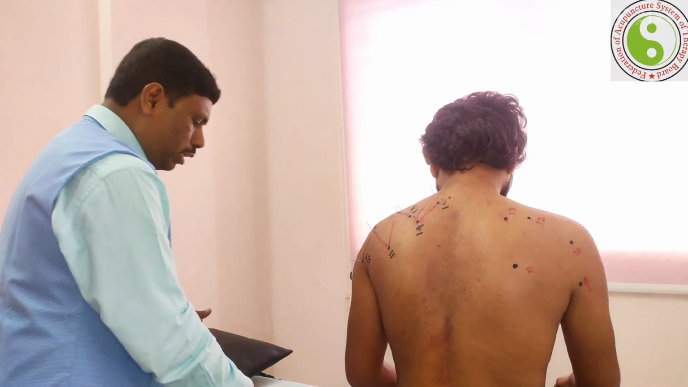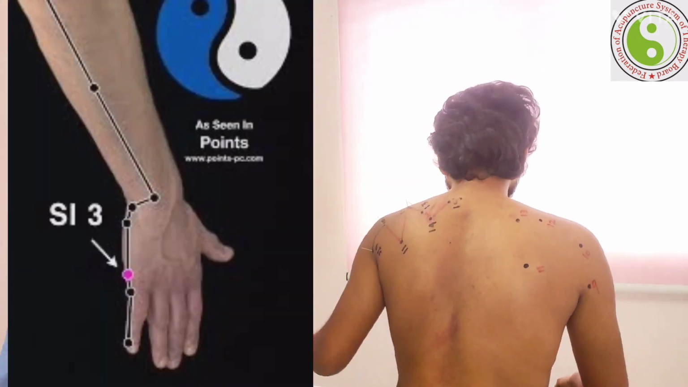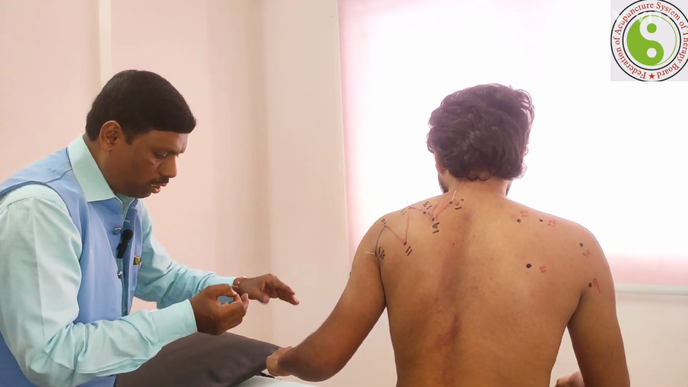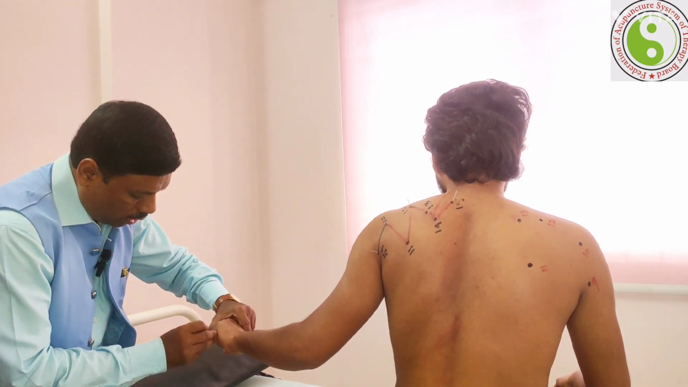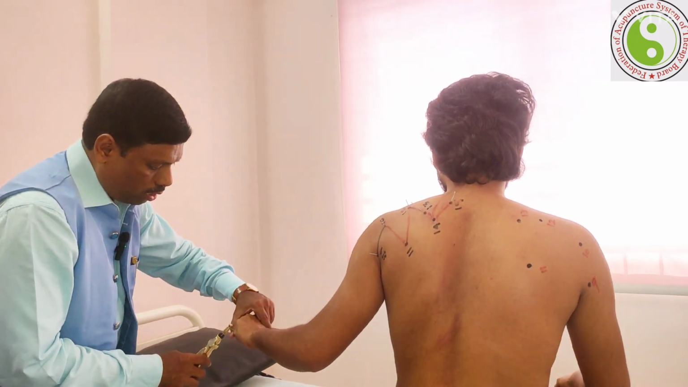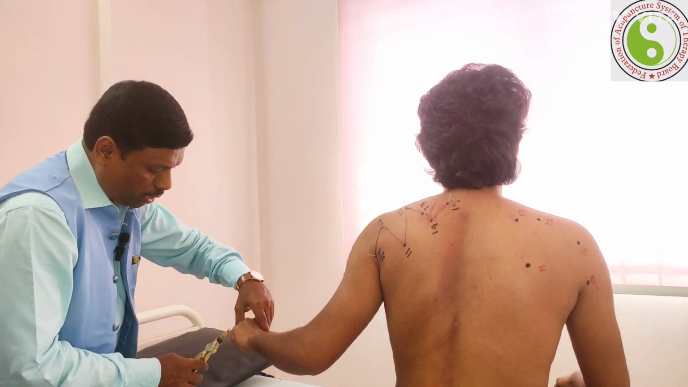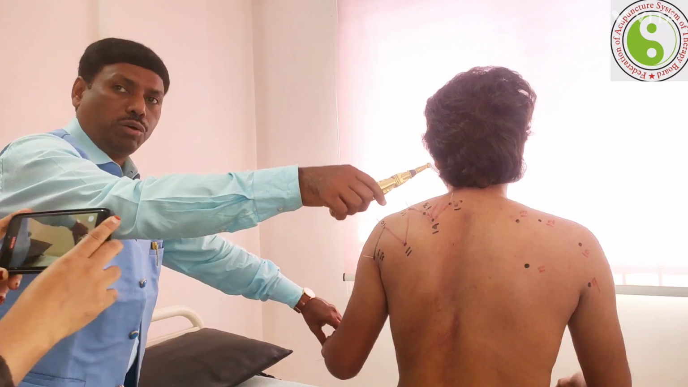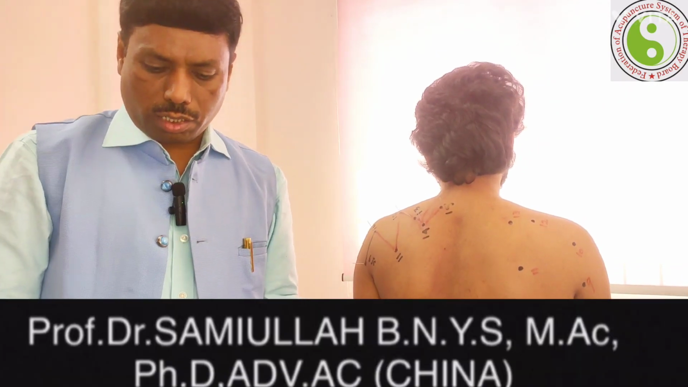If the small intestine has a deficiency, along with that you want to use SI3. SI3 is the point for head and neck related disorders. You just apply the needle at SI3 and activate it with stimulation, and the patient feels some kind of vibration over this region, and this will also regulate shoulder-brachial syndrome.